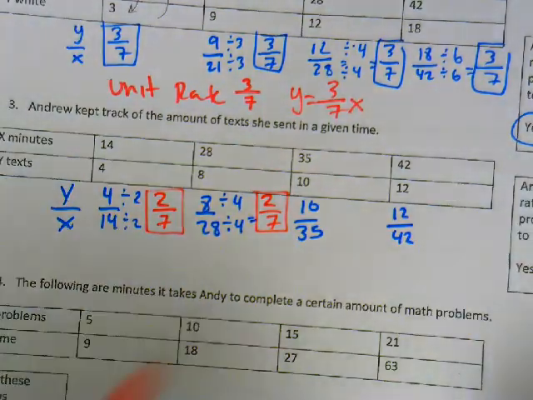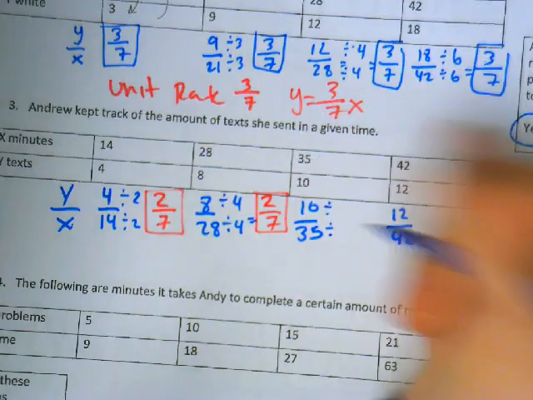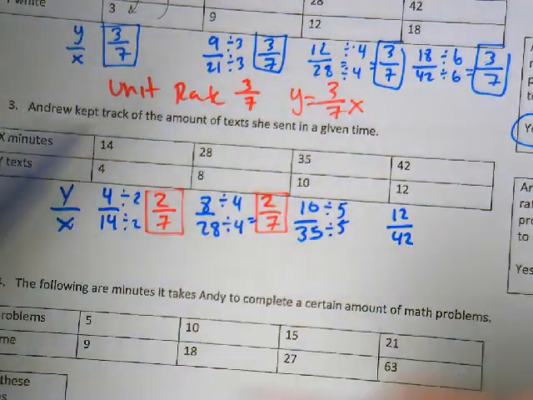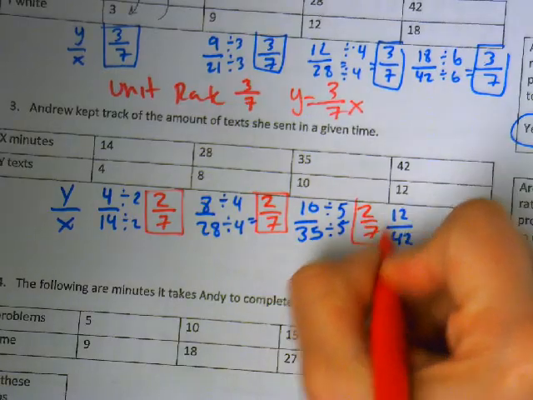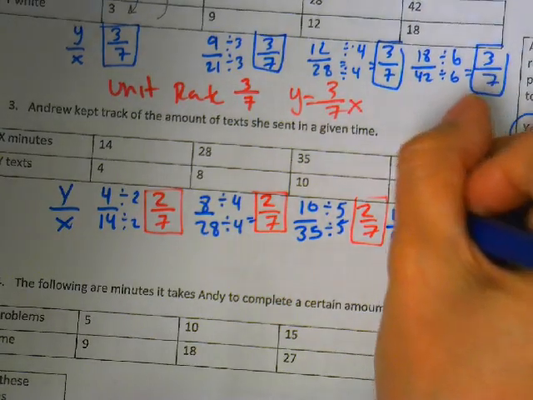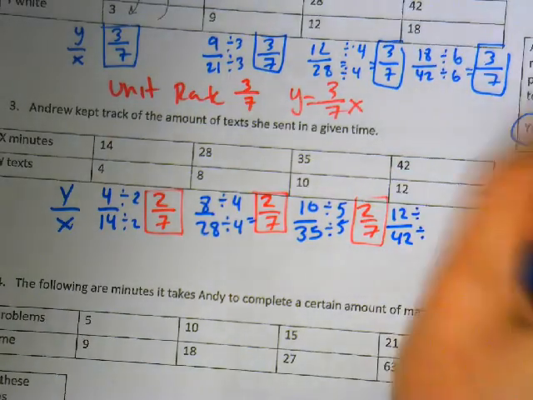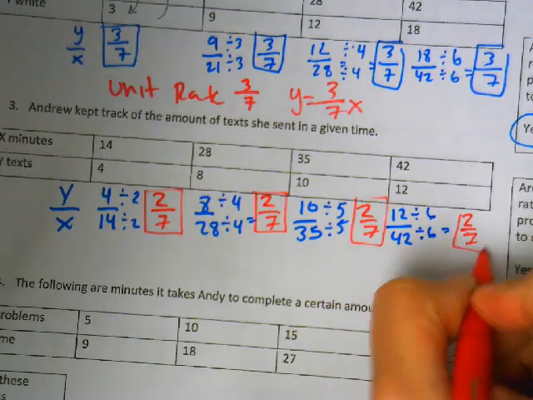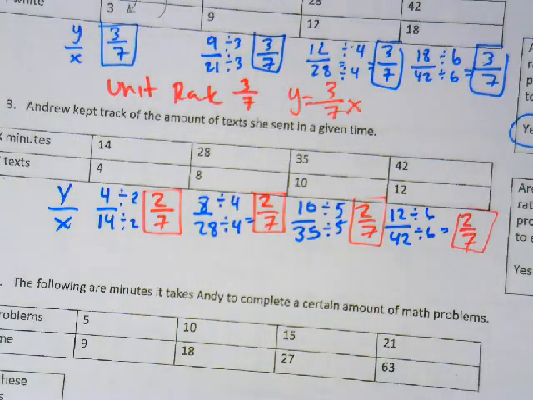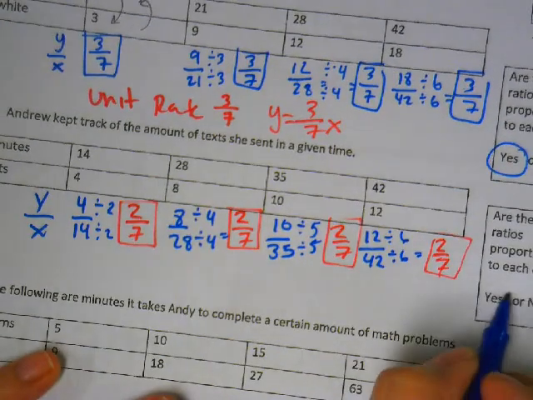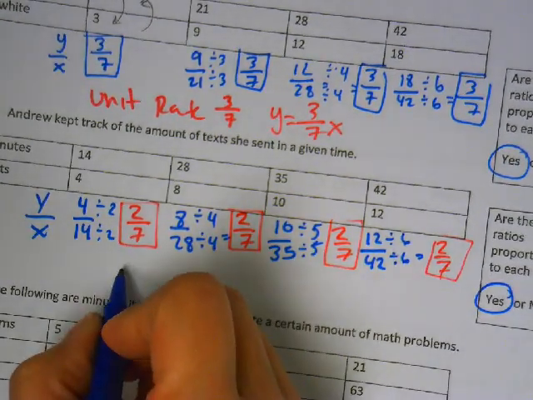Don't stop now. What can I divide 10 and 35 by? 5. And we get 2/7. Okay, am I ready to say yes? No. 12 and 42. 6. What do you get? Do they all match? Did they look like they were going to match? No, right? Even I was like, I can't remember if this one matches or not. But it does. What would be my unit rate?